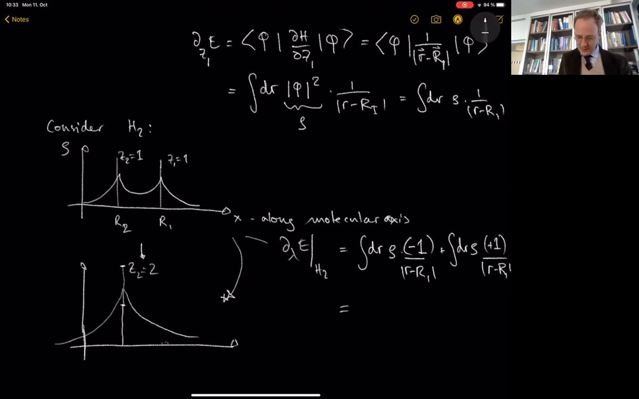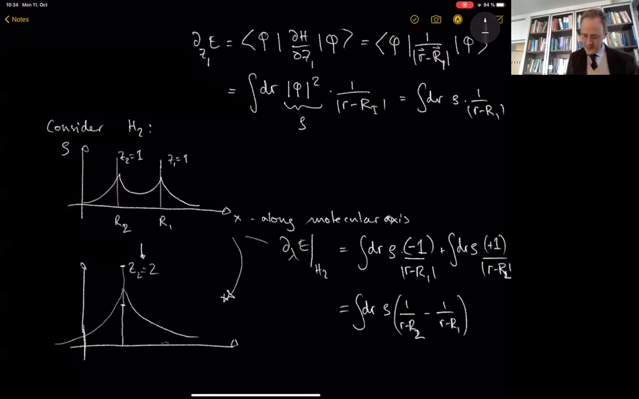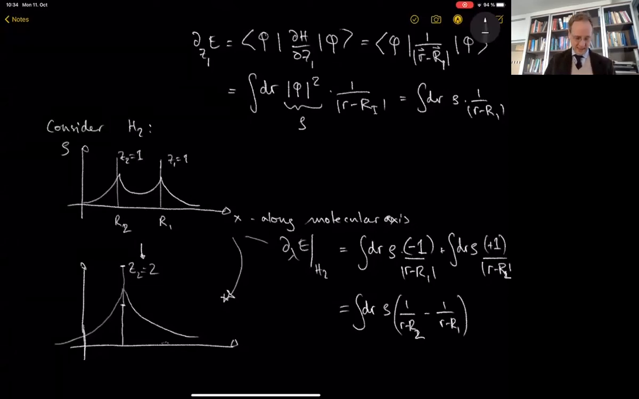Now we can collapse these 2 integrals. Then we have dr rho, and we have once the 1 over R, minus R1, minus R2, minus 1 over minus R1. So we have 2 times 1 over R of opposite sign at the 2 positions.